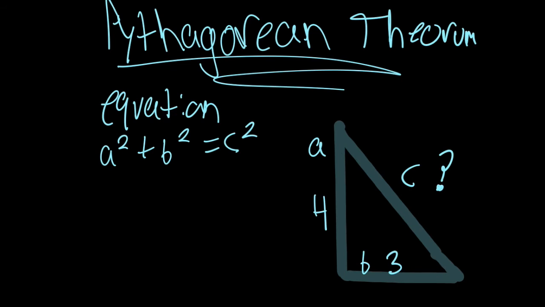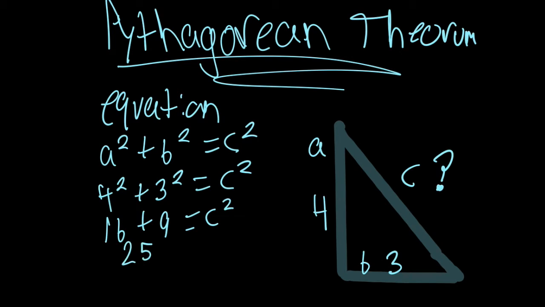The equation of the Pythagorean theorem is a squared plus b squared is equal to c squared. Looking at our triangle, we see side A is 4, side B is 3. When squared, this gives us 16 plus 9 is equal to c squared, or 25 is equal to c squared. To find c, we're going to want to square root that 25, and we'll find it to be 5.